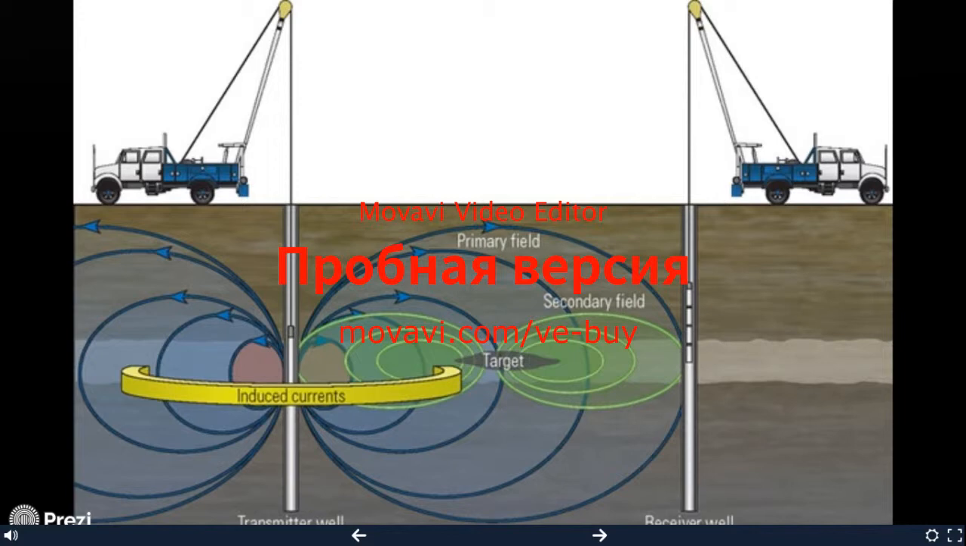We can see at the left the transmitter loop, which transmits our currents, which induces currents, and the yellow line shows how the currents are induced, and we can see some primary and secondary fields. The receiver loop at the right receives only secondary field responses, and subsequent processing is performed on the land.